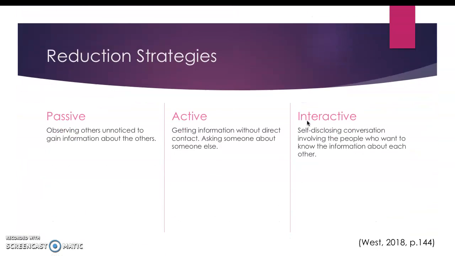And then the three reduction strategies are going to be passive. So this is like observing from afar how people act to get a better understanding of what they want from you. Active is getting information without direct contact, so asking someone about someone else. This was the middle school way of handling things. You would always ask your friends if they would go talk to a girl for you, because that was a much easier way and it reduced uncertainty in the long run. And then interactive is like self-disclosing conversation with the other person and asking them information that you wanted to know.